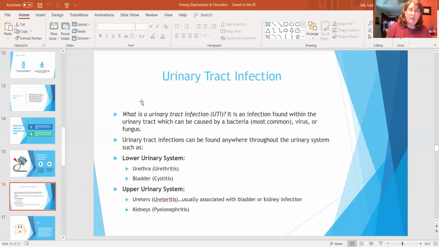With these, you want to make sure that you catch it quick so that you get it when it's in the lower tract, because the minute that it gets in the upper tract, it can go systemic and you can get super sick from this and possibly even die if you don't take care of it the right way.